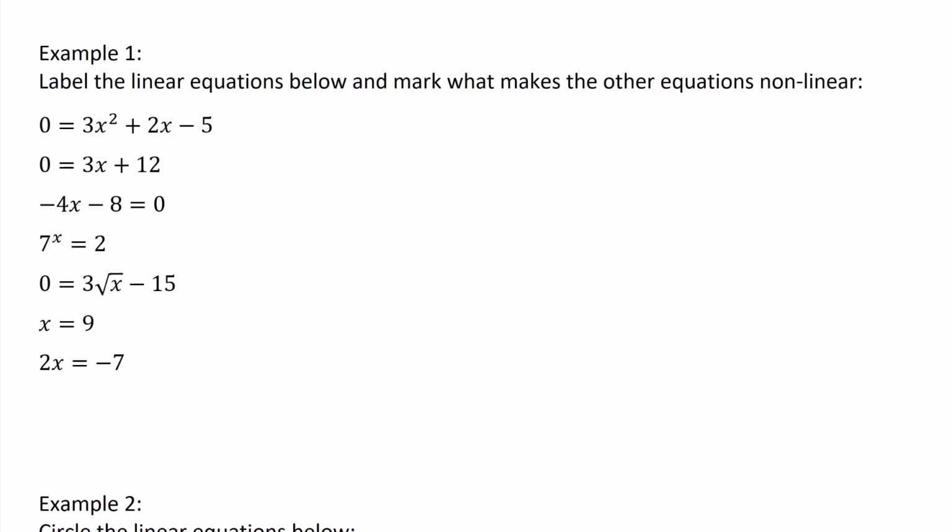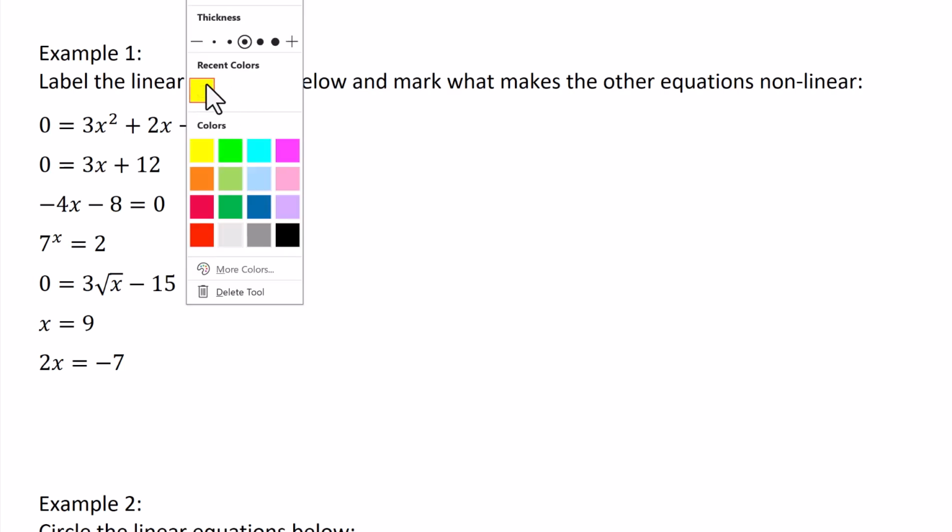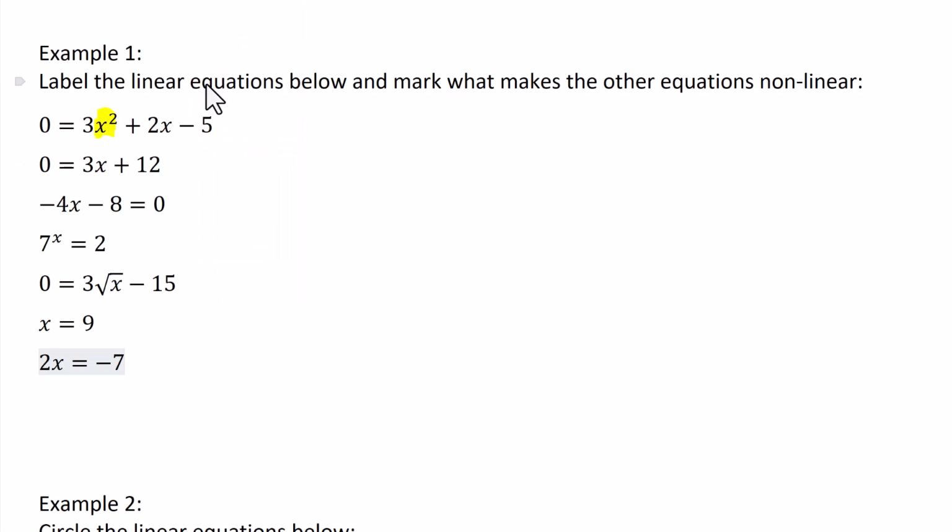So what we'll do is we'll look through. The first one is 0 equals 3x squared plus 2x minus 5. This one has an x to the second, and so we know that this cannot be a linear equation. The next one is 0 equals 3x plus 12, and since this one has a degree 1 or an exponent of 1 on that x, this is a linear equation. And remember, it's an equation because it has an equal sign.